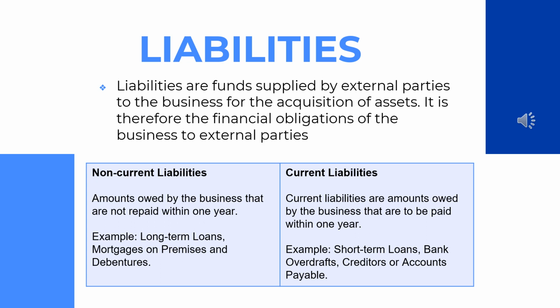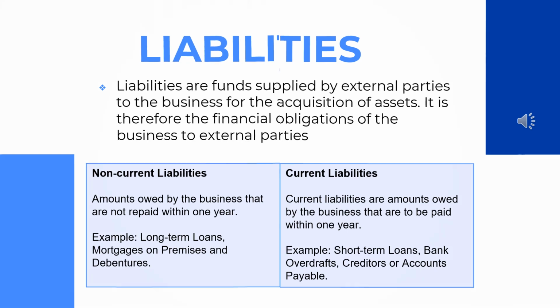So non-current liabilities are the amounts owed by the business that are not repaid within 1 year. For example, the long-term loans, mortgage on premises, and also debentures. As for current liabilities, they are amounts owed by the business that are to be paid within 1 year. For example, the short-term loans, bank overdraft, creditors or account payable.